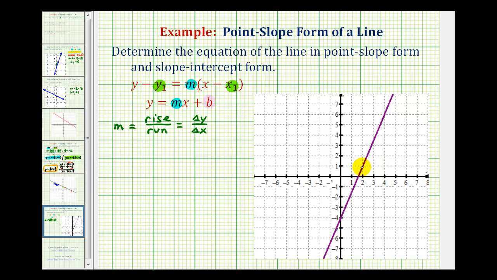So for example, if we select this point here that has coordinates 2, 1, and then let's say this point here that has coordinates 4, 6, we can figure out if we want to move from this point to this point, and we can only move vertically and horizontally, we would have to move up 5 units, so the vertical change is positive 5, and then we'd have to move right 2 units, so the horizontal change is positive 2, which means the slope of this line is 5 halves.